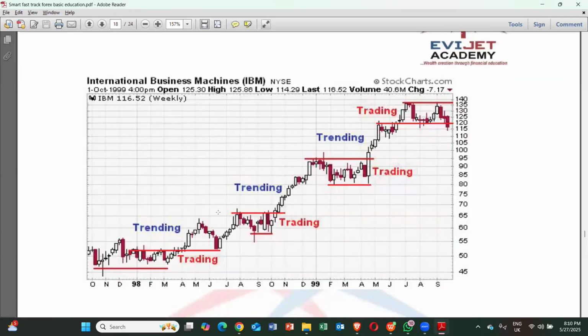Now, look at this chart. This is IBM, which is actually a stock. This is a trending market. Going like this is trending. Here they say trading, which means you can buy. The market has been in an uptrend, so on this particular market you want to look for opportunity to buy because it's trending upward. So this is technical analysis.